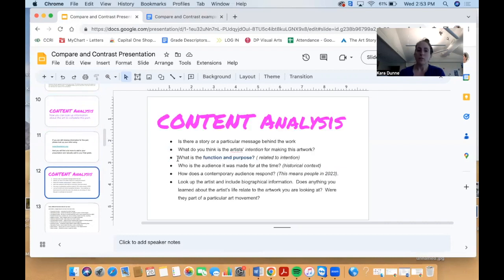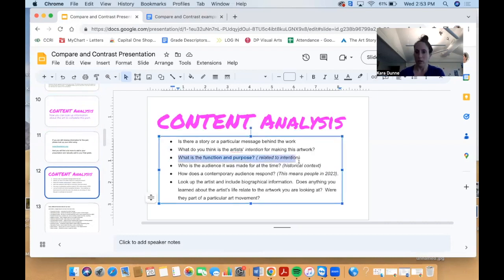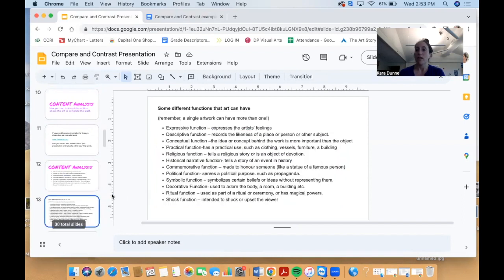One of the tricky questions that you had to answer that I'm going to give you more information about now for the final presentation is the question, what is the function and purpose? Why do you think they painted a picture of horses? Why did Franz Marc paint a picture of horses? What was the function? So what I did was I went through all of these functions that are specific to artwork, and I chose a few because it can be more than one for a single artwork.